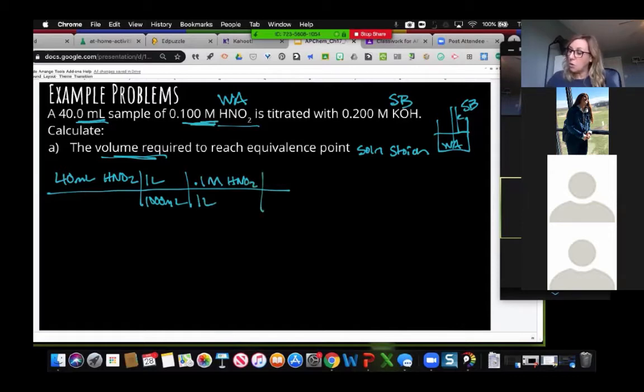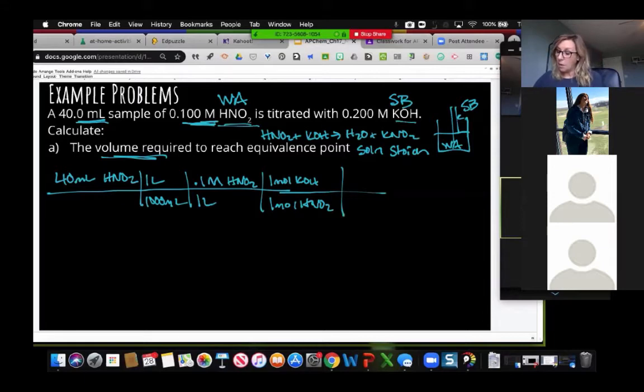Then I have to know the ratio between the two. So this one you can see is 1 to 1. HNO2 plus KOH gives you H2O plus KNO2. So this would be 1 mole KOH for every 1 mole of HNO2.